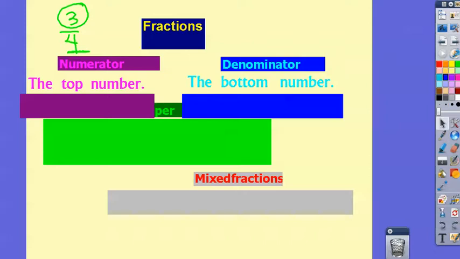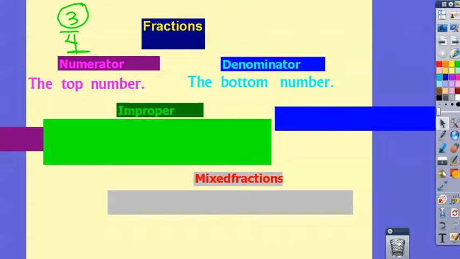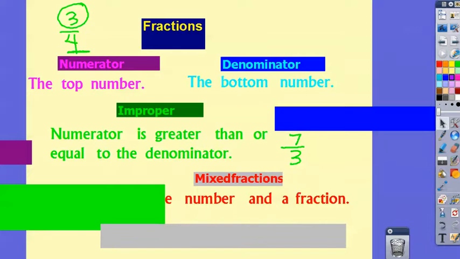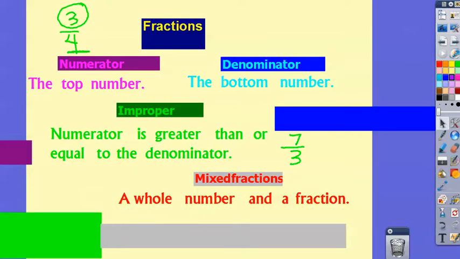Oh, and I just covered these up. An improper fraction is when the numerator is greater than or equal to the denominator. So if we had a fraction that looked like 7/3, that is what an improper fraction looks like. And a mixed fraction is a whole number and a fraction. An example of a mixed fraction is 3 1/3. So there's some vocabulary that I want you to have in your notes because we are going to be working with these different fractions in the numerator and the denominator.